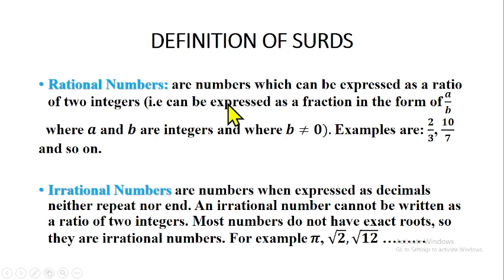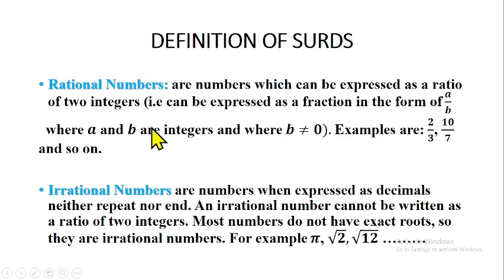That is, a number that can be expressed as a fraction in the form of a over b, where a and b are integers and where b is not equal to zero. Because if b is equal to zero, that makes the fraction undefined. Therefore, any number that can be written in fractional form is called a rational number. An example is 2/3, 10/7, and so on. Any fraction you can think of, they are called rational numbers.